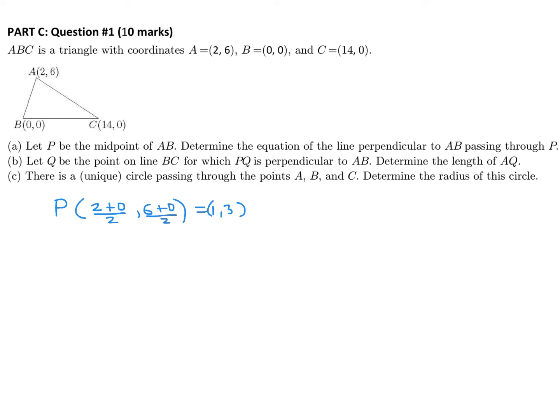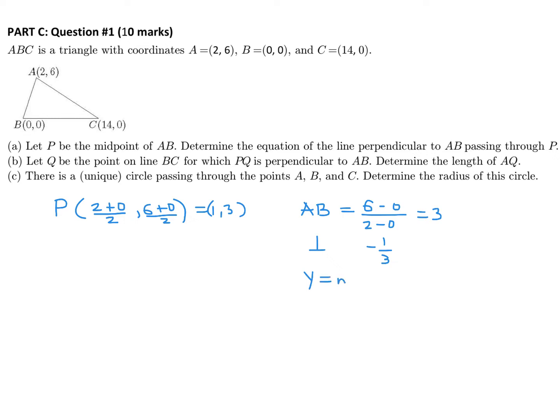And now we want to find the equation of the line perpendicular to AB. Well, first let's figure out the slope of AB. That's just rise over run. So that's going to be (6 minus 0) over (2 minus 0), and that is 3. So if a line is perpendicular, its slope will be the negative reciprocal of this. So the negative reciprocal of 3 is negative 1/3. So that's the slope of the line that we're trying to figure out the equation of.